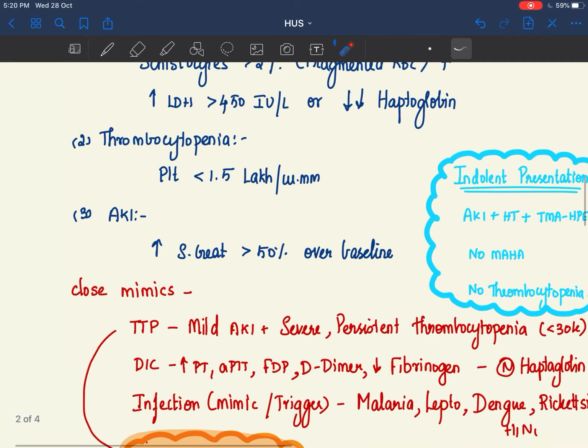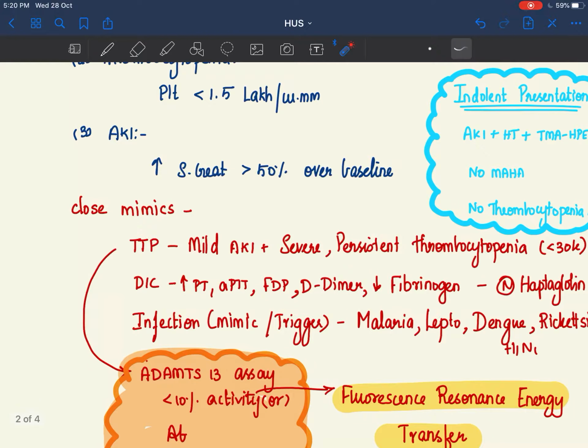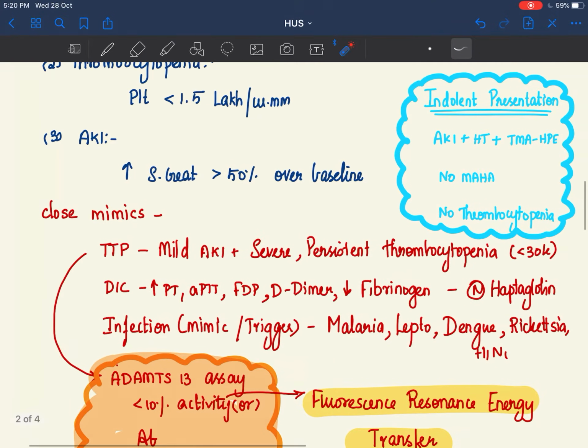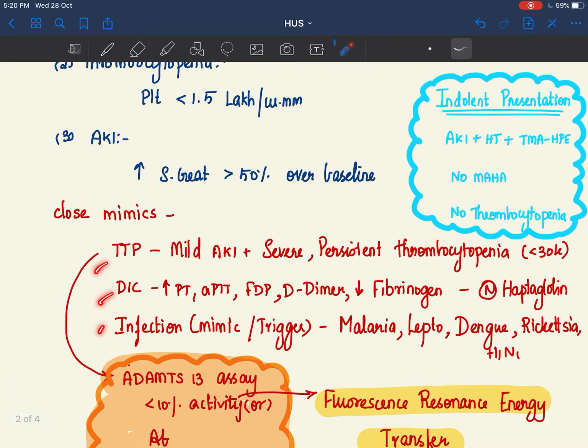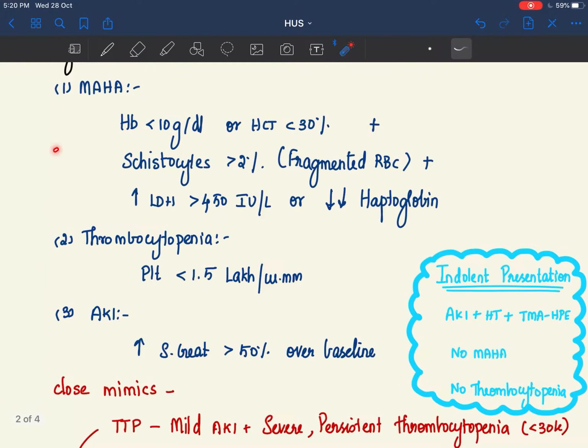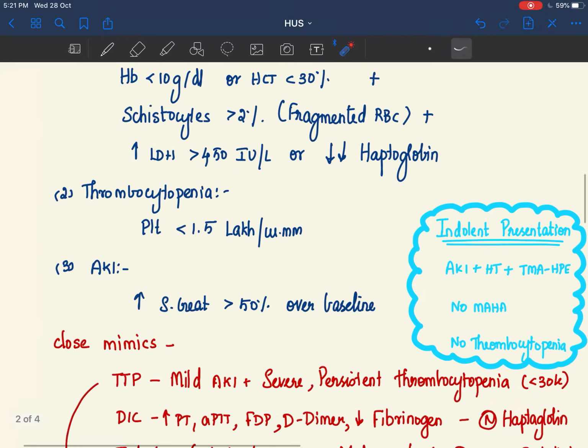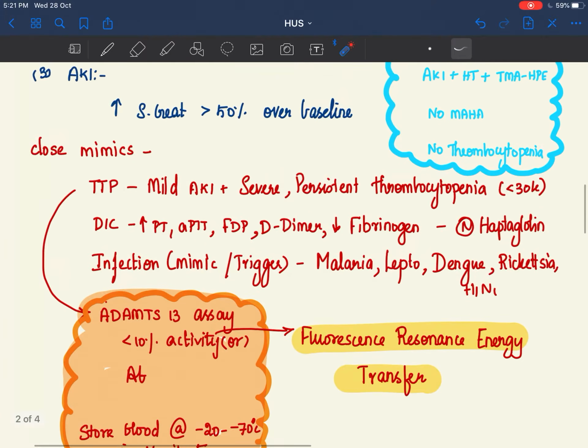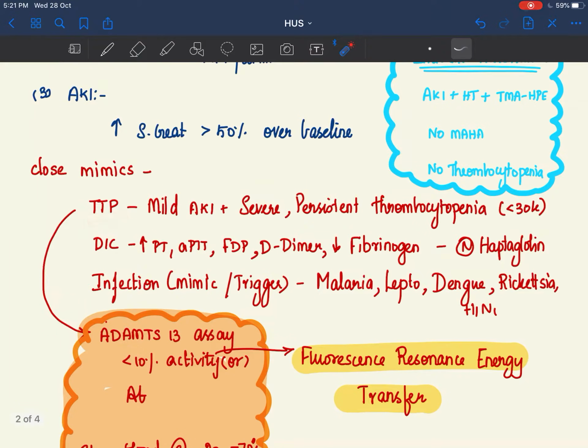Some of the disorders will be close mimics. You can even put them in your differential diagnosis part, but I think it is important to discuss it here itself, because all of these will have the triad of anemia, thrombocytopenia and acute kidney injury. May not always be microangiopathic, but yes. So how do you differentiate them? TTP is thrombotic thrombocytopenic purpura. Here there will be thrombocytopenia, but it will be severe and persistent, less than 30,000. And the acute kidney injury will not be so pronounced, and neurological manifestations may be more pronounced.